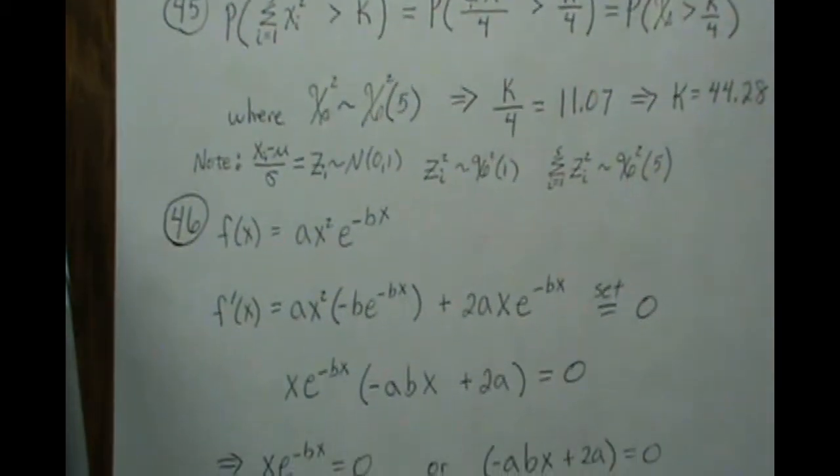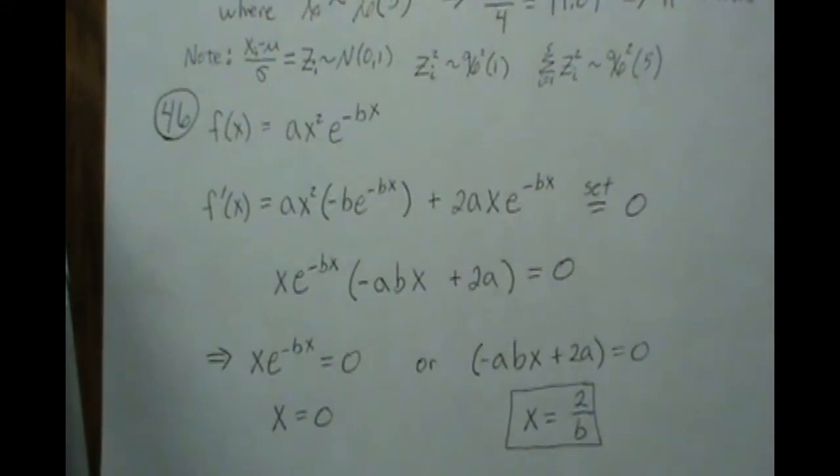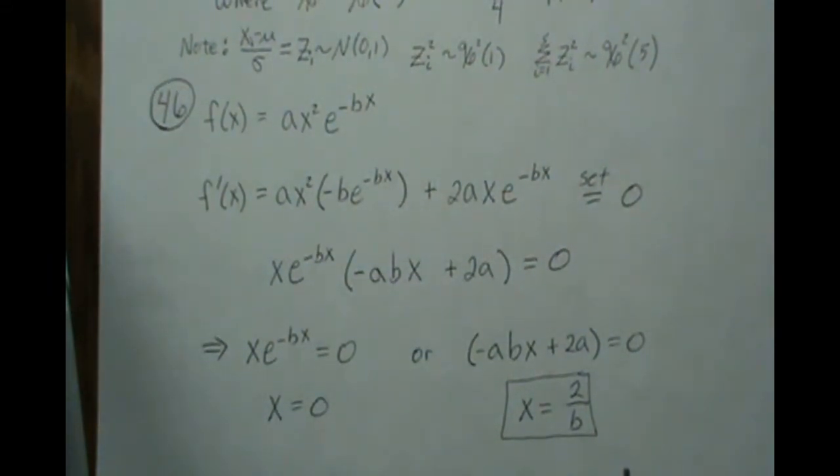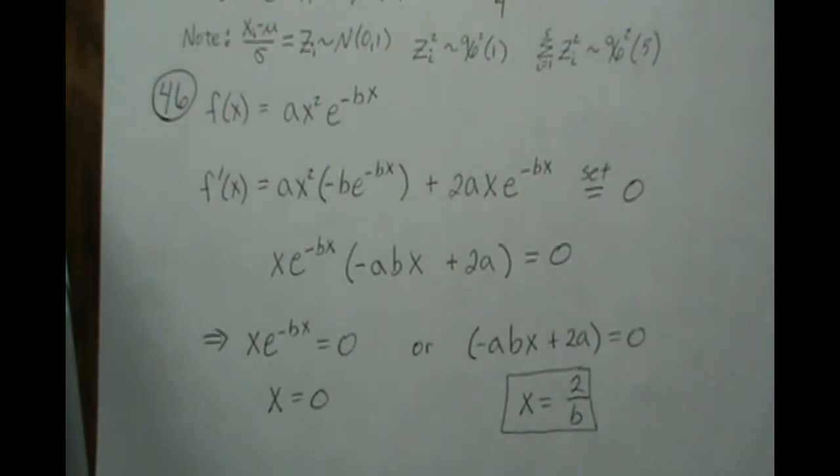Number 46: let x be a continuous random variable with density function f of x given there, x greater than or equal to 0, a and b greater than 0. What is the mode of x? Now, number 46, we're asked to find the mode, which means the highest point.